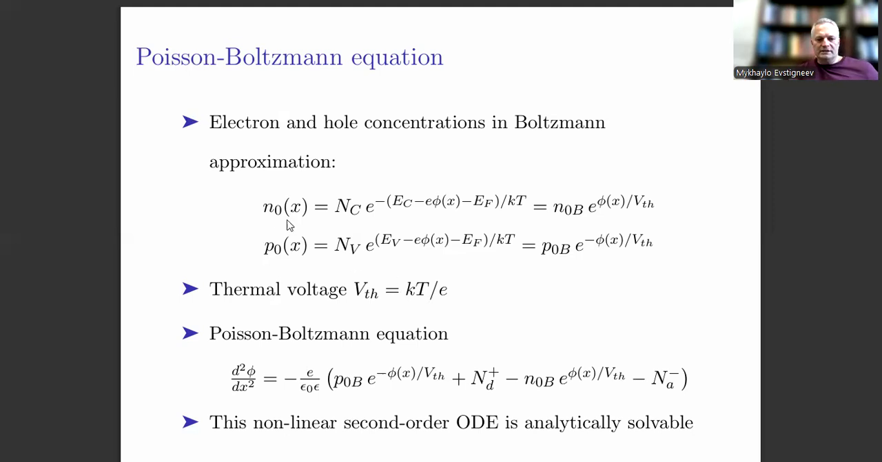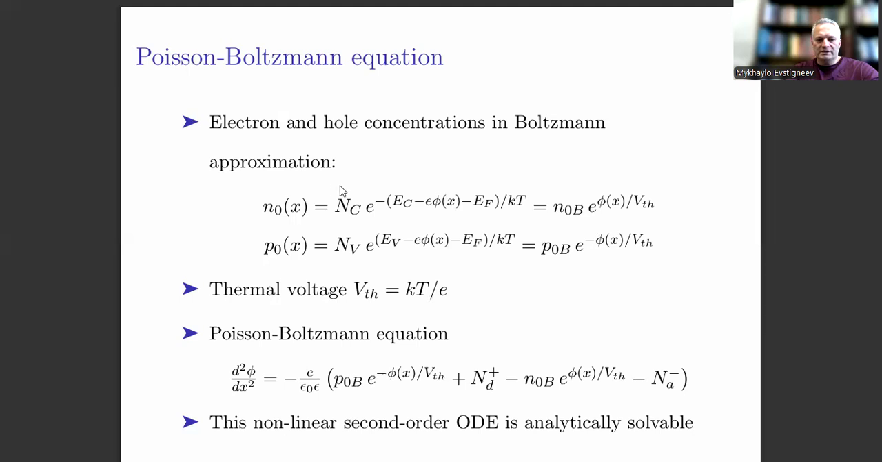Also notice that I keep the subscript 0 in the electron and hole concentrations, because there is no current flowing, so the system is still in equilibrium, which means that the Fermi energy is the same. It is uniform. No current is flowing means that the Fermi energy is uniform everywhere in the material.